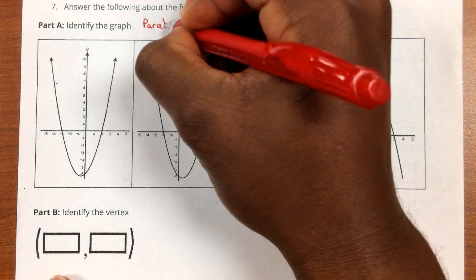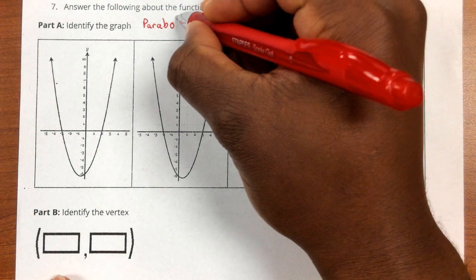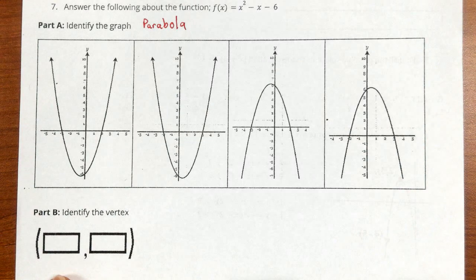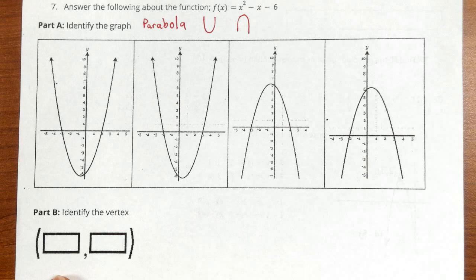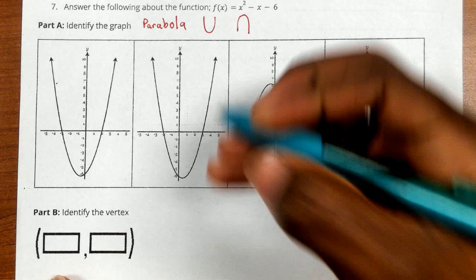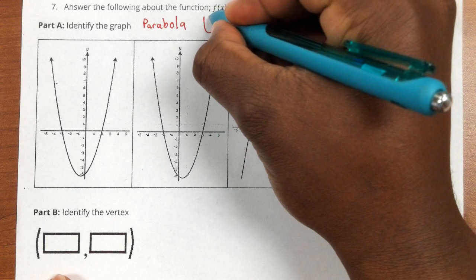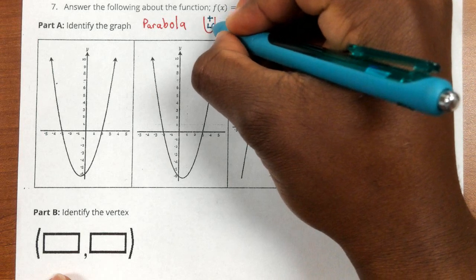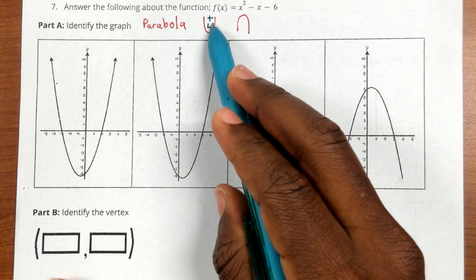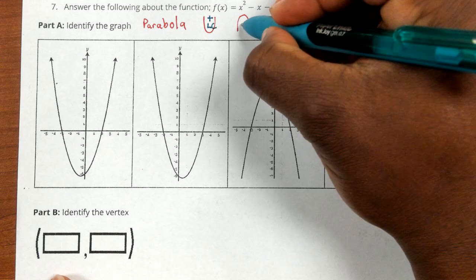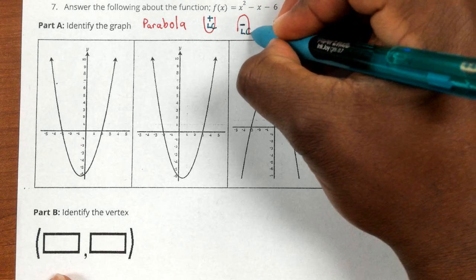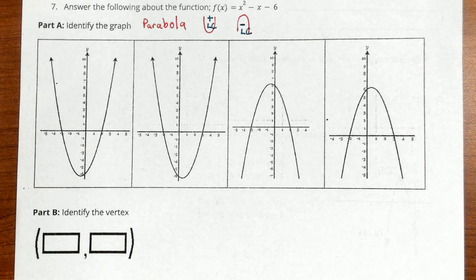So again, these shapes are called what? Parabolas, which is either a U or an N shape. Whenever it's a U shape, that means it has a positive leading coefficient, so that means it has a positive number in front. Whenever it has an N shape, it means it has a negative number in front, or a negative leading coefficient.